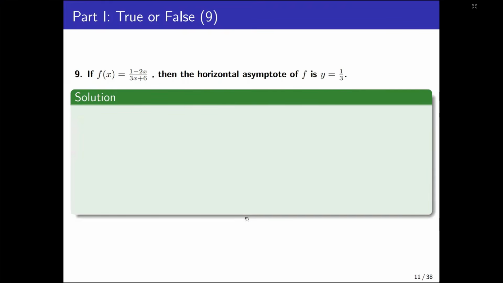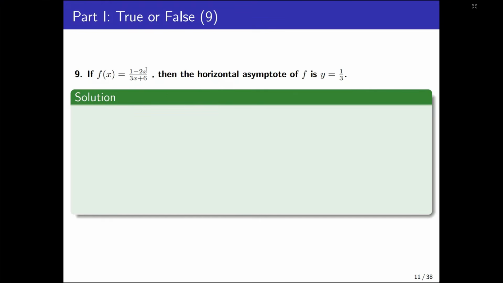Next question, question number 9. If f of x is equal to (1 minus 2x) over (3x plus 6), then the horizontal asymptote of f is y equals 1 over 3. Remember that for a given rational function to have a horizontal asymptote, either the degree of the numerator and the denominator must be equal, or the degree of the numerator should be strictly less than the degree of the denominator. When the degree of the numerator is strictly less than that of the denominator, the x-axis, or simply the line y equals 0, will be the horizontal asymptote.